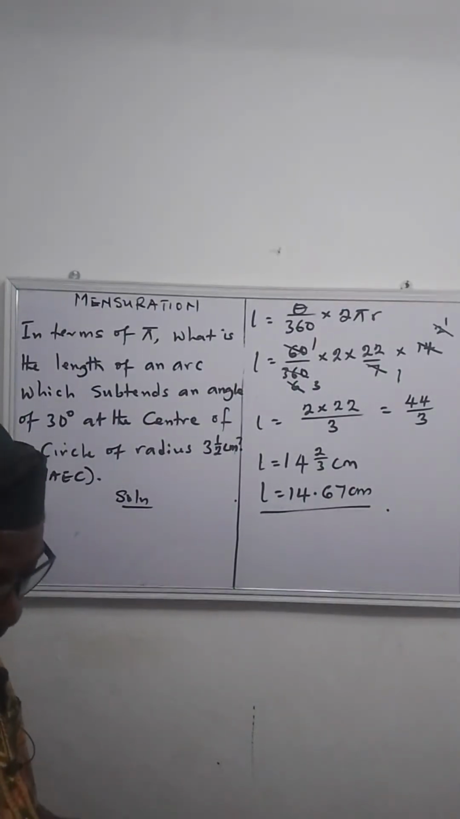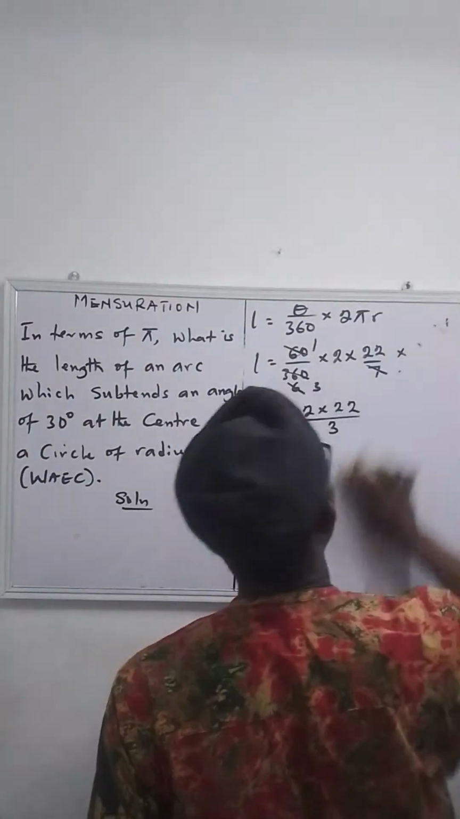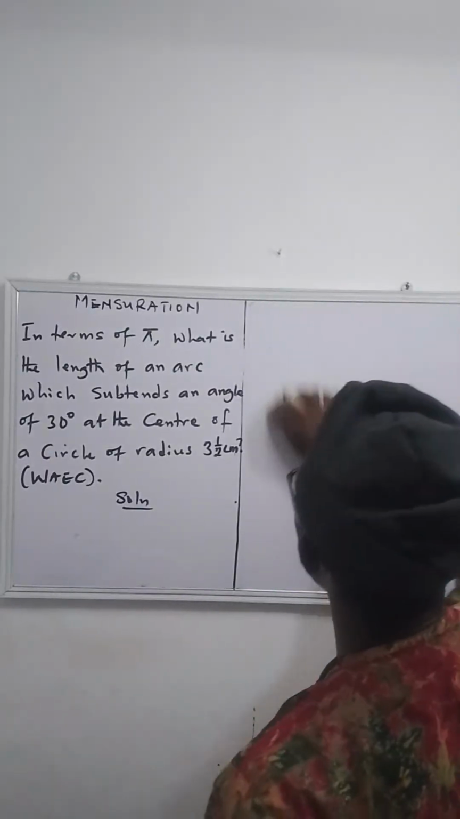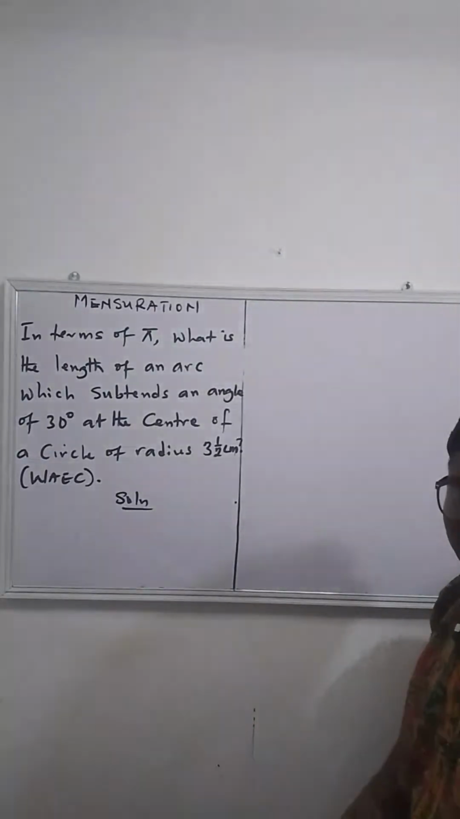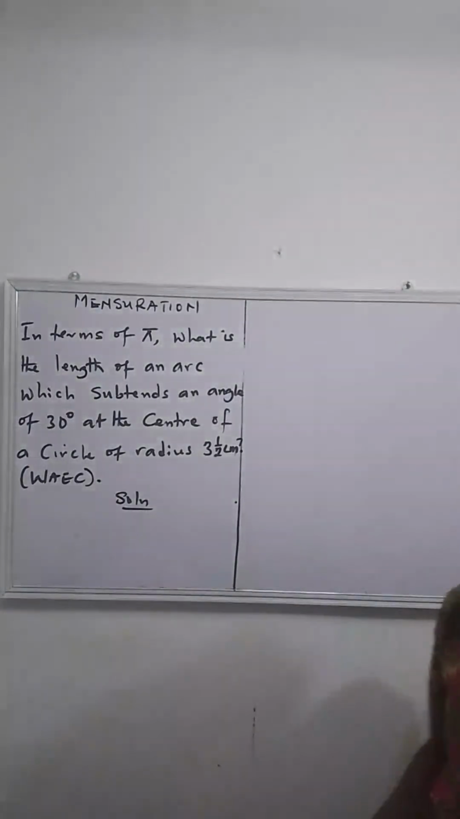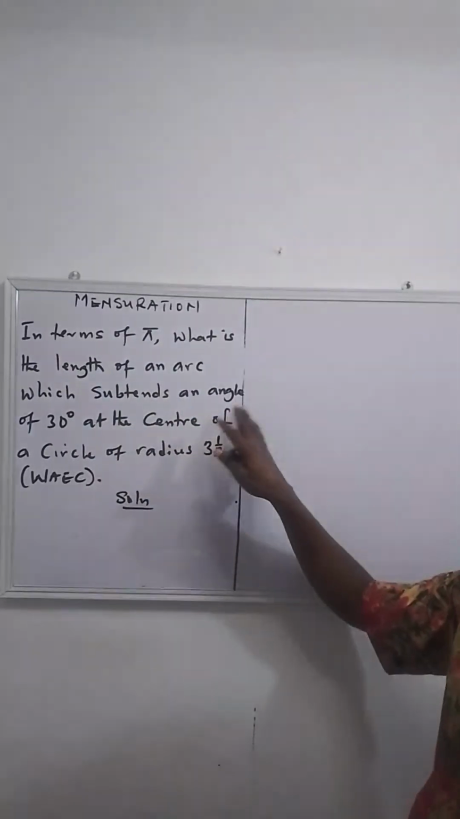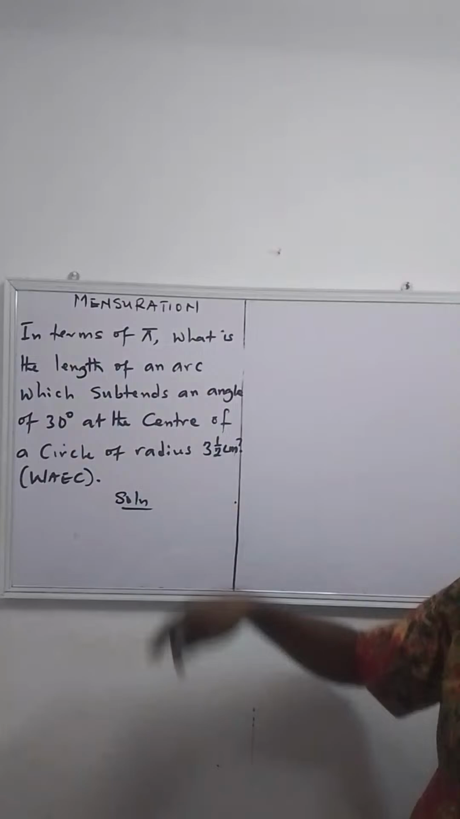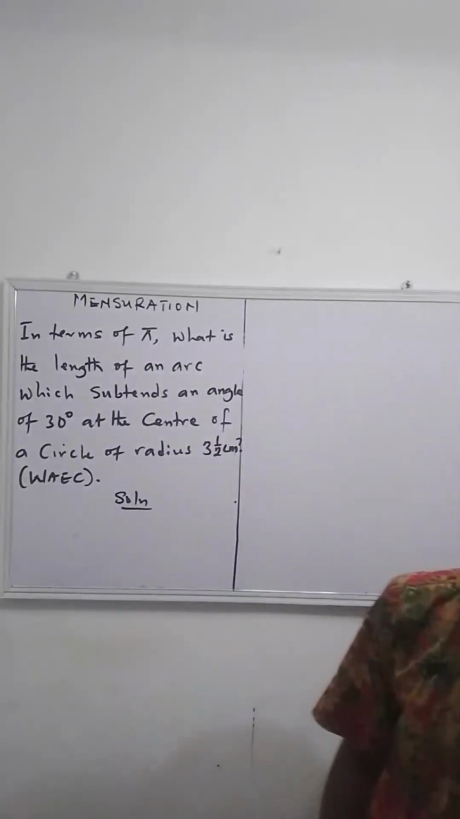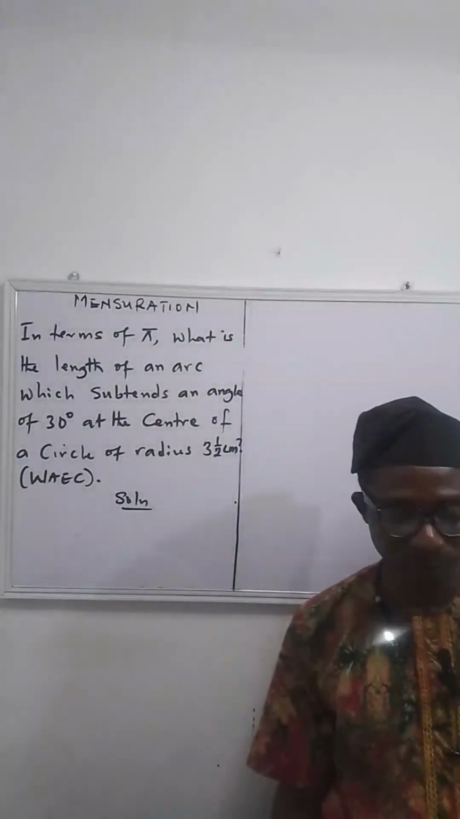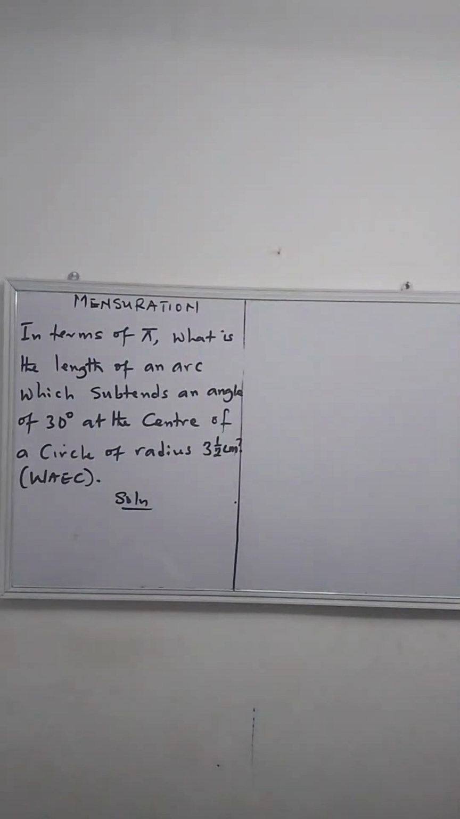It's just like the one we just finished. Can I give you a minute to make an attempt? Drop your answer in the comment section. Let's see what you can do. In a few seconds now, in terms of pi, what is the length of an arc which subtends an angle of 30 degrees at the center of a circle of radius 3.5 centimeters? Can you do that in a few seconds? Once you have the answer, you can drop it in the comment section. Let's see those that will give us the answer to that problem.